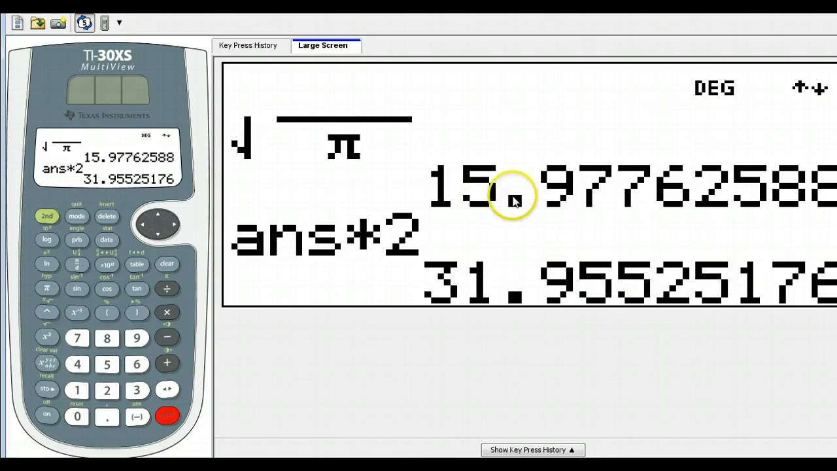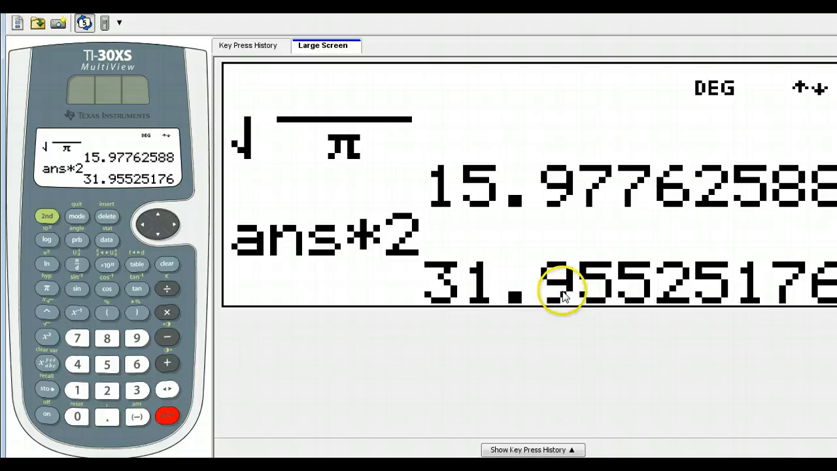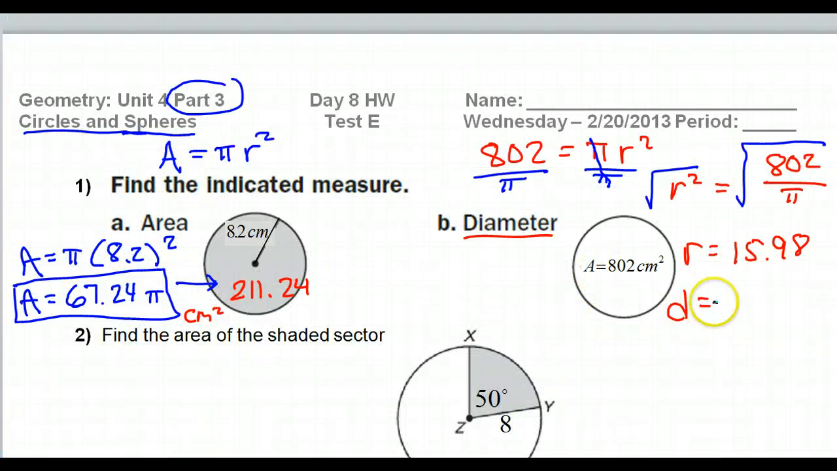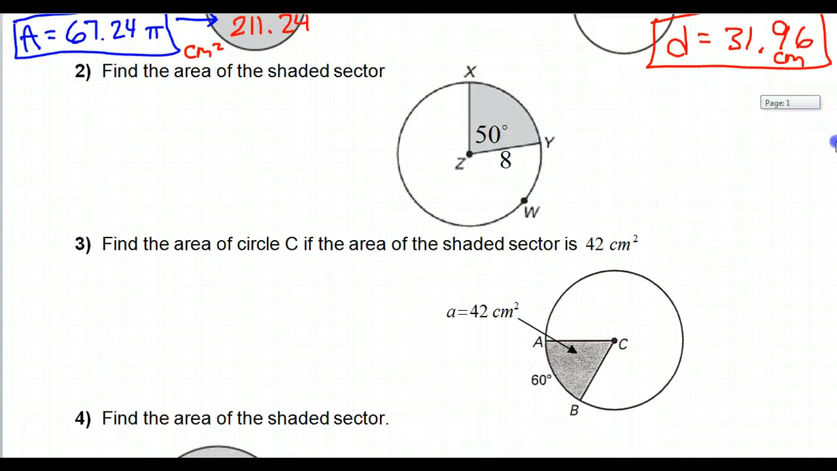Alright, so this was like 15.98 was the radius, which means the diameter, we doubled it and we got 31.96. So that is the answer that we were looking for. And this is a length, so we will go with centimeters. Alright, let's look at number 2, my friends.